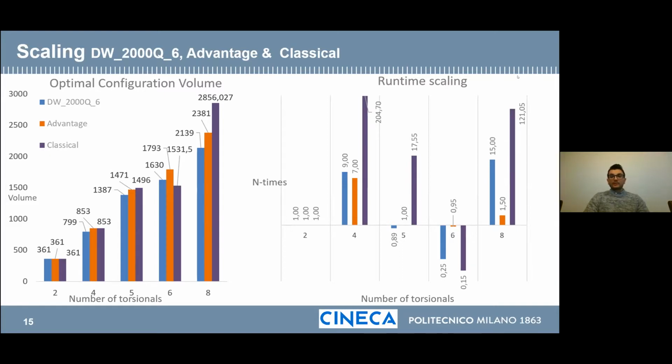And on the right, we can see how the solutions scale. Obviously, the classical solution had the worst scaling, but it's surprising because, as we could expect, the quantum annealers have better scaling, but 2000Q had a slightly better scaling than Advantage.